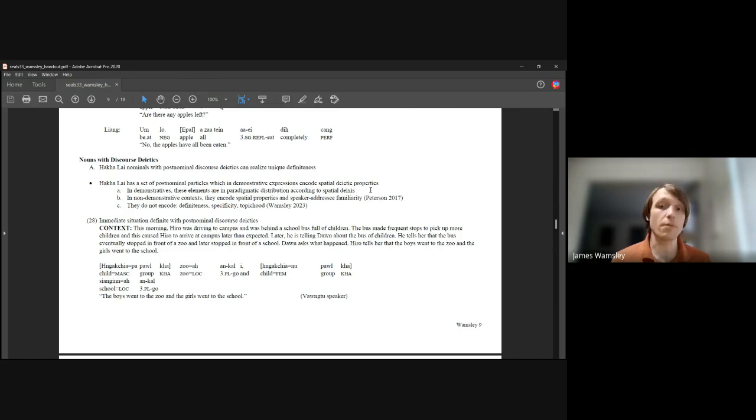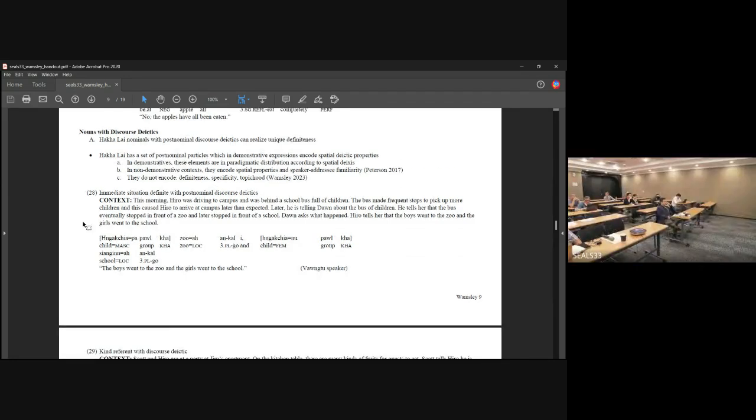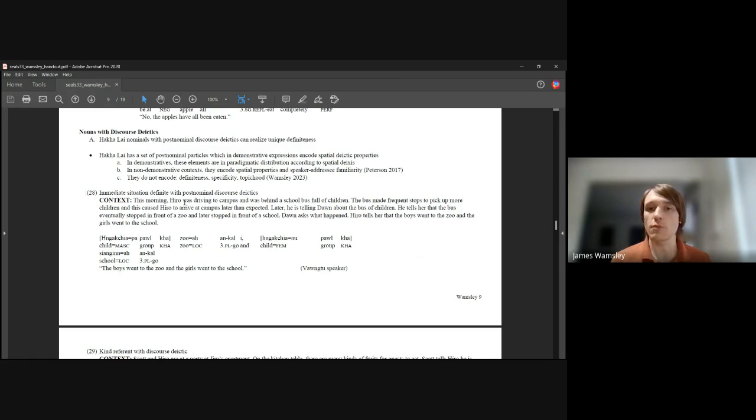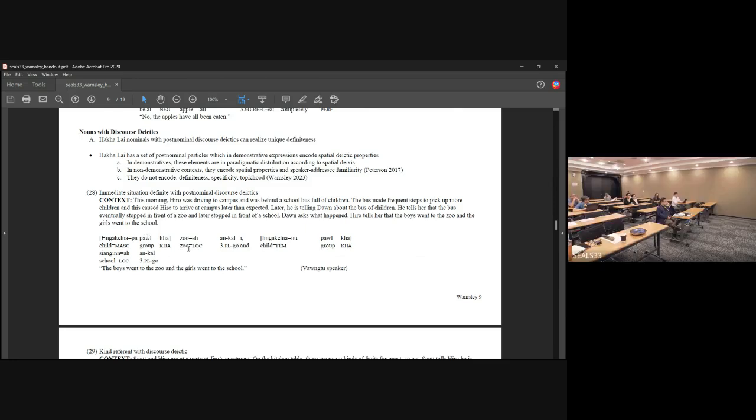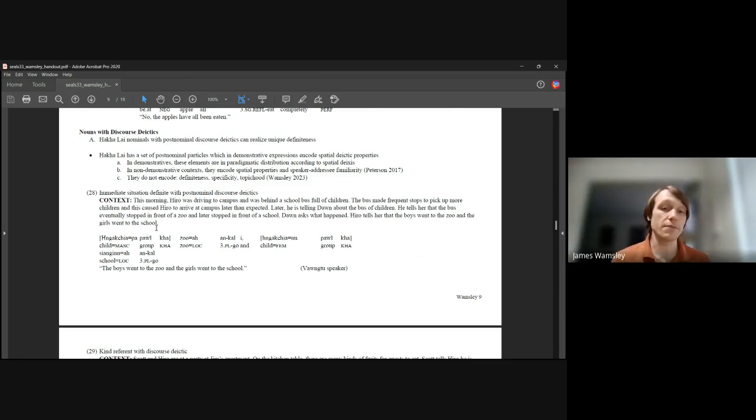Discourse deictics, the post-nominal elements seen in demonstratives, are also present when realizing unique definites. So we have an example in 28 where someone was driving behind a school bus full of children. They're telling their friend about it later. The friend asks what happened next, and the speaker says, the boys went to the zoo and the girls went to the school, where the boys, an immediate situation definite, is followed by post-nominal discourse deictic ka, and same with the girls.